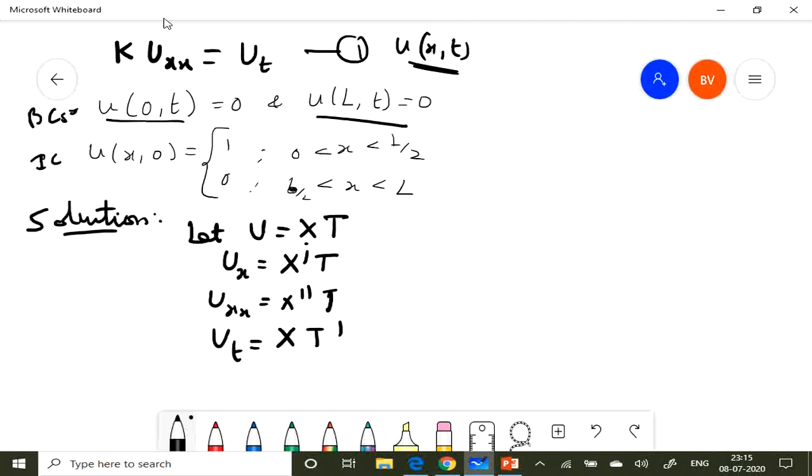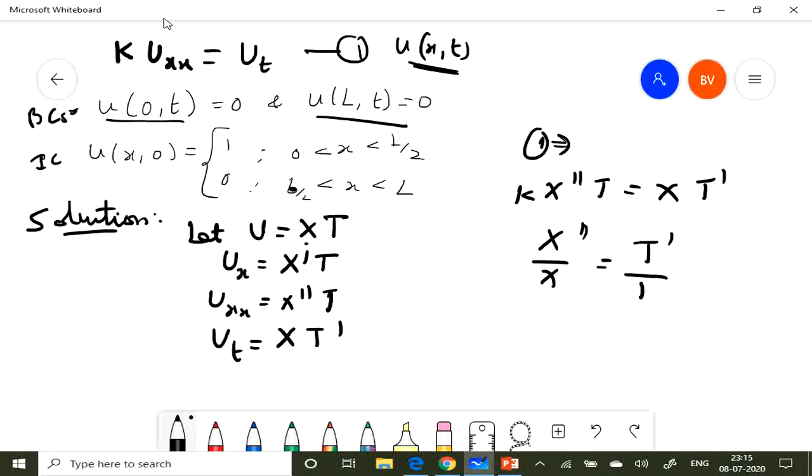Okay. Now equation number 1 gives what? Substitute these two: k times u double x, X double dash T, which is equal to u t, which is X T prime. Now separate the variables. X double dash over X is equal to T prime over T times k. We will call it equal to negative lambda. We know the procedure; we have done this, solving a partial differential equation by the variable separable method.